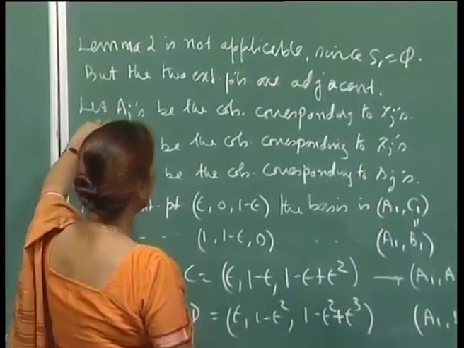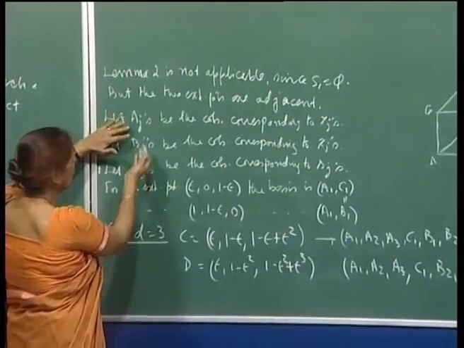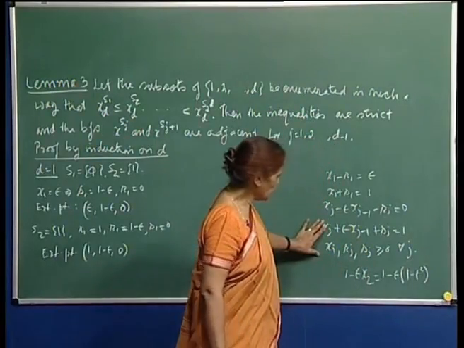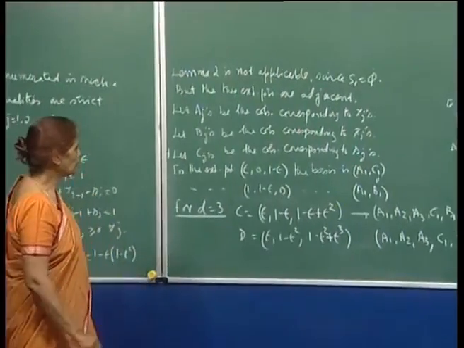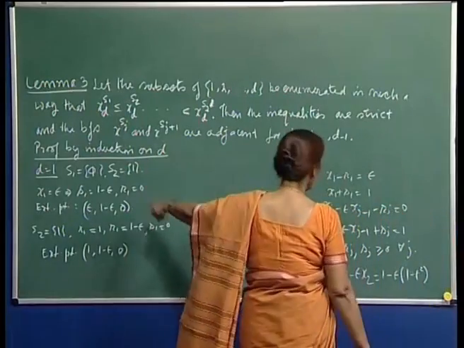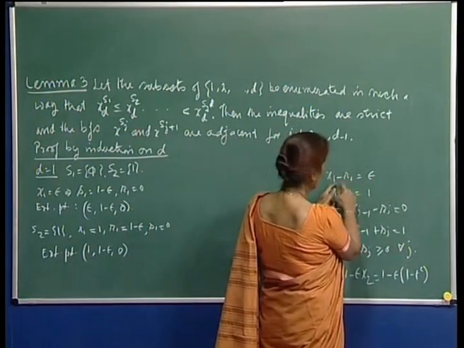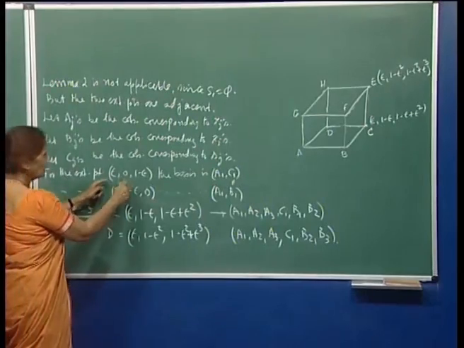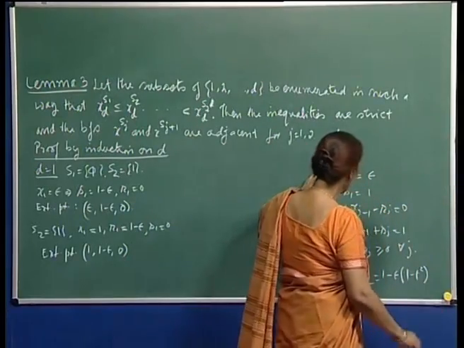So, the two extreme points are adjacent. Why? Because let us first define this notation: the Aj's are the columns corresponding to the Xj's in your constraint matrix, the Bj's are the columns corresponding to the Rj's, and the Cj's are the columns corresponding to the Sj's. So, for the extreme point epsilon, 0, 1 minus epsilon, when S1 is empty, then R1 is 0, right. So, in that case your solution comes out to be X1 is epsilon, and from here S1 is 1 minus epsilon, and R1 is 0. So, this is the extreme point. So, the corresponding basis is A1 comma C1, because you have two constraints when D is equal to 1.